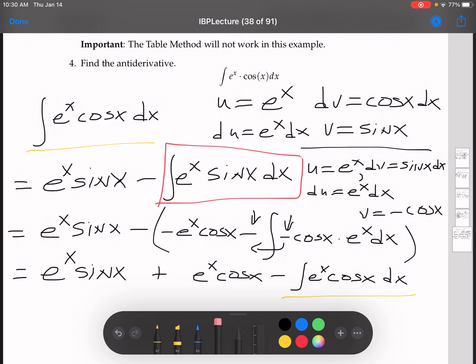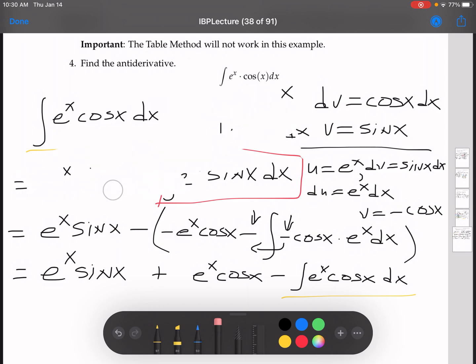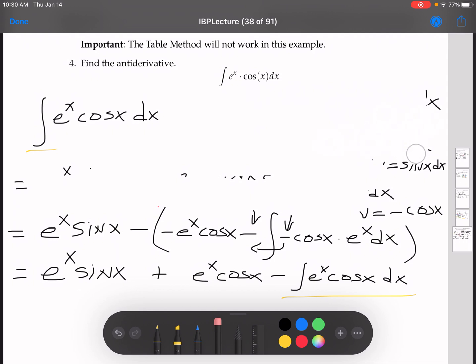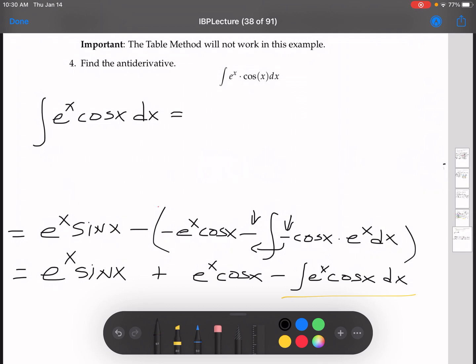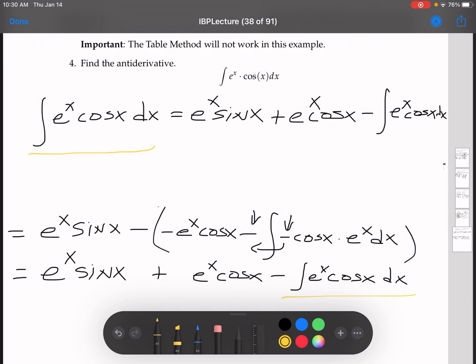All right, so let me give myself some room now and show you how we deal with this. This is equal to e to the x sine x plus e to the x cosine x minus the integral e to the x cosine x dx. And again, notice that these are the same thing here.